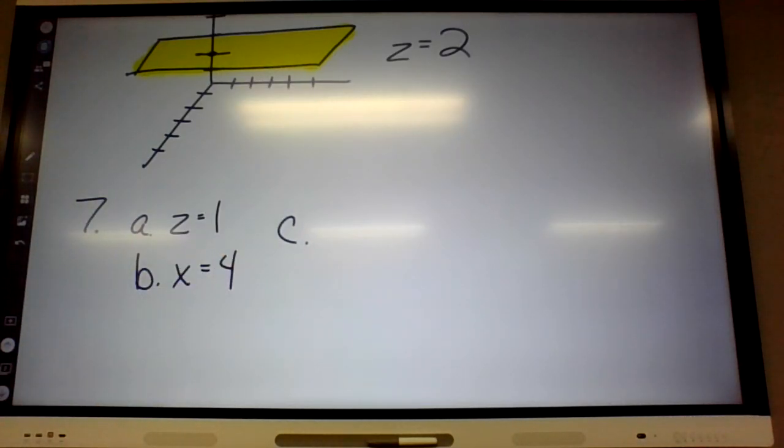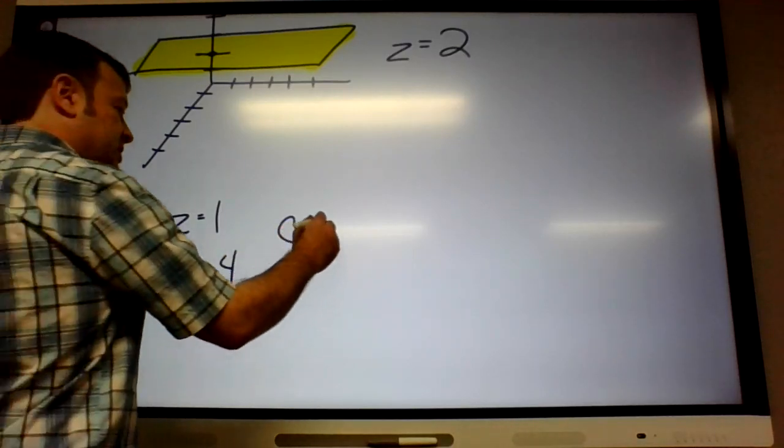Okay, on C, let's see. C, plane BCFE. On the right there, it's cutting through the y-axis. So it should have all the same y values of 6.